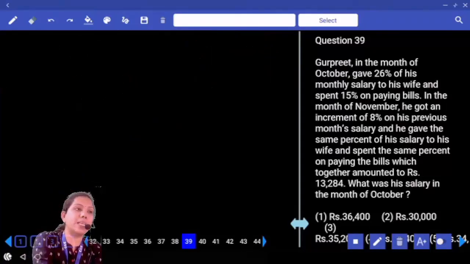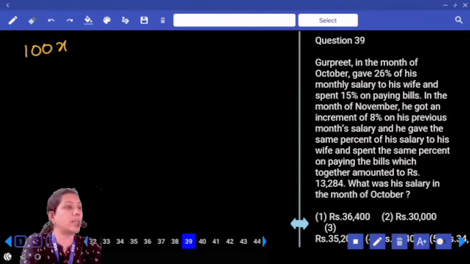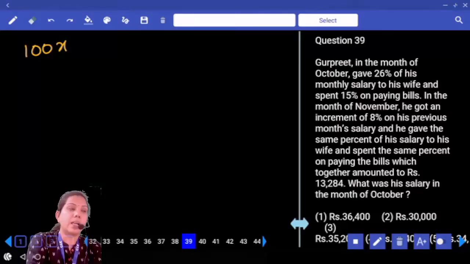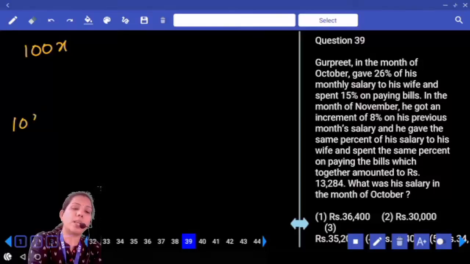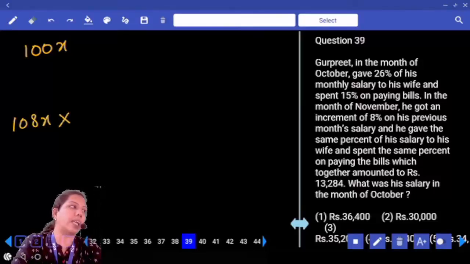October salary, my assumption, 100x. Then what is the November salary? Compared to October, November is how much percentage more? 8%. So October salary is 100x and the November salary is 108x. Out of 108x, how much percentage did he give to his wife? 26. And he spent on paying bills how much percentage? Together is equal to?